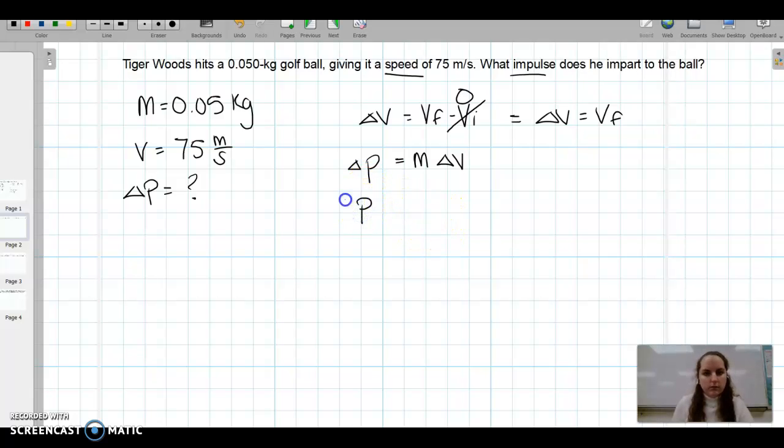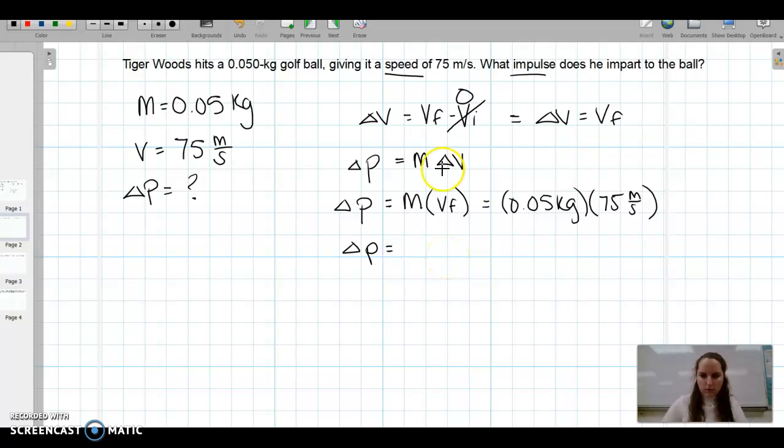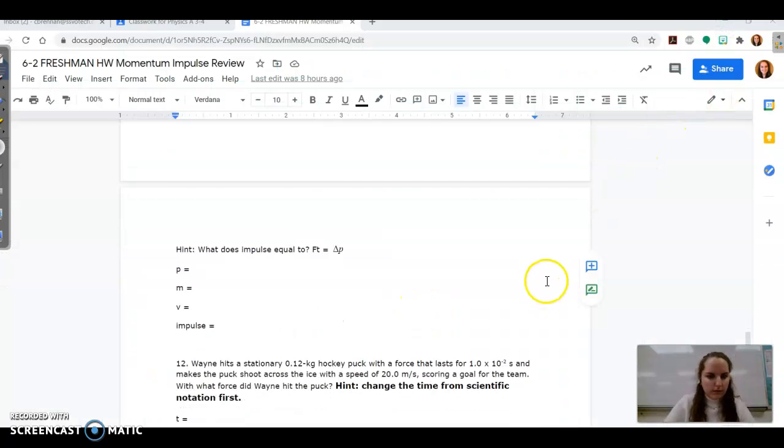So all we have to do now is say that the change in momentum is equal to our mass times our final velocity. Our mass was 0.05 kilograms, and we're multiplying it by 75 meters per second. This change in momentum is those two things multiplied together, and you should get 3.75 kilogram meters per second.